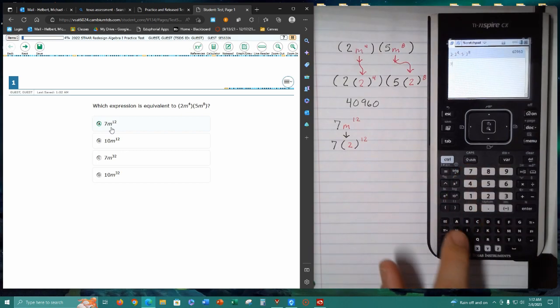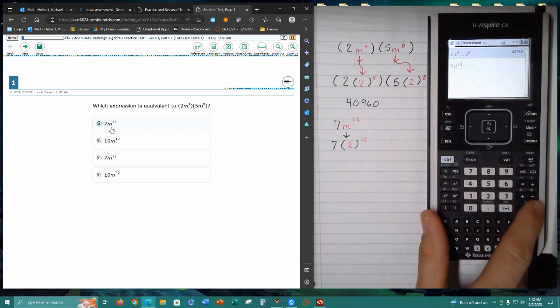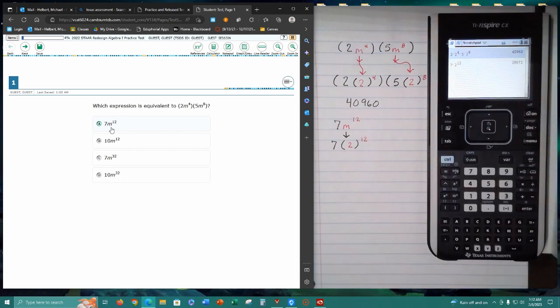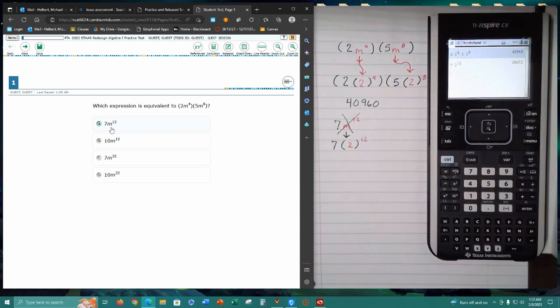So I'm going to type in 7, parenthesis, 2, close parenthesis, to the power of 12. And notice this gives me 28,672. Those two numbers don't match. So I'm going to go ahead and put an X on this. It is not the first answer choice. And we're going to check the next one.